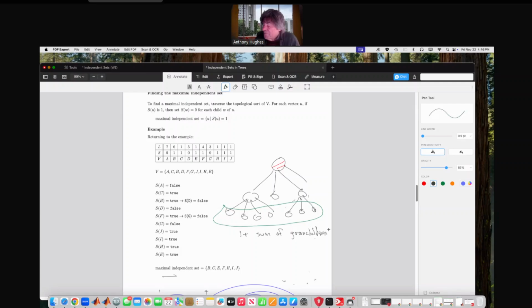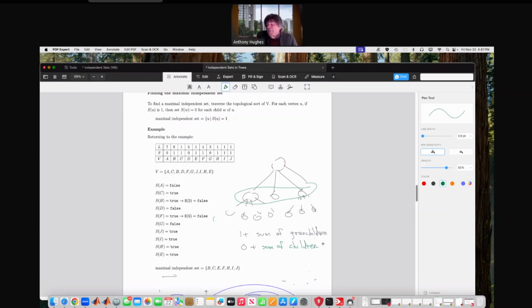Or the other option is to exclude. So that would be 0. We exclude this node, but then we can add up the children, because having excluded this node, I can add all the children. So 0 plus sum of children.